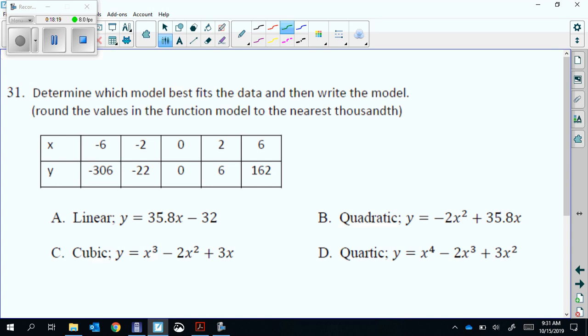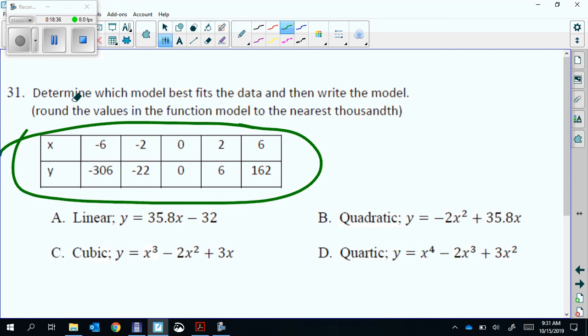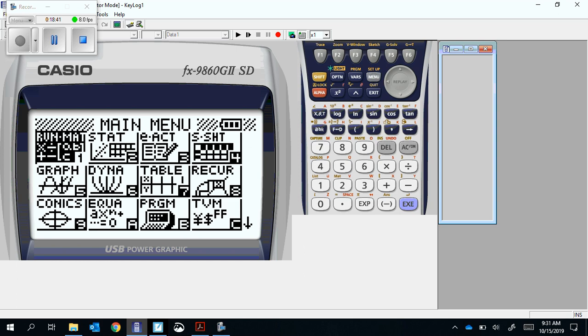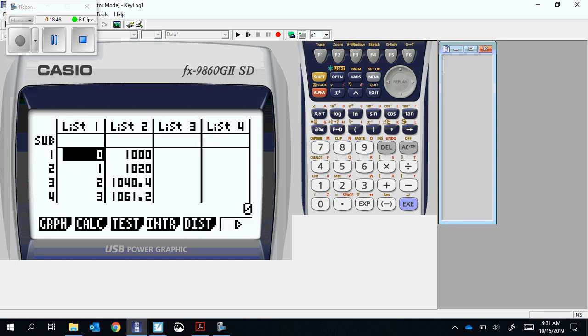Determine which model best fits the data and then write the model, rounding the values in the function to the nearest thousand. So linear, quadratic, quartic, and cubic. We want to know which one fits the best, so we are going to type this data into your calculator. You go to menu, we go to stat, we clear out whatever's already there, and we're going to type in the data.